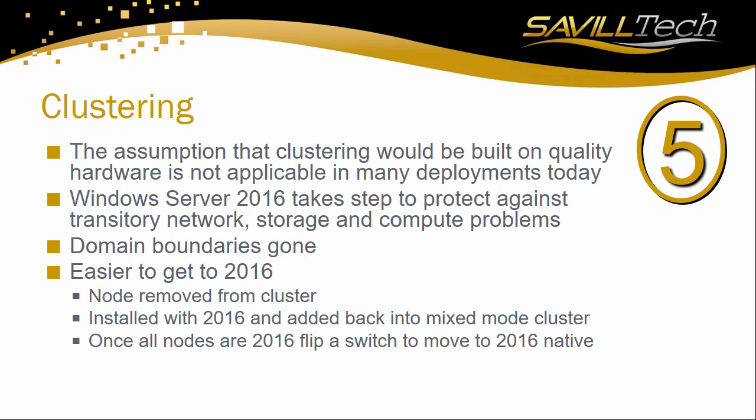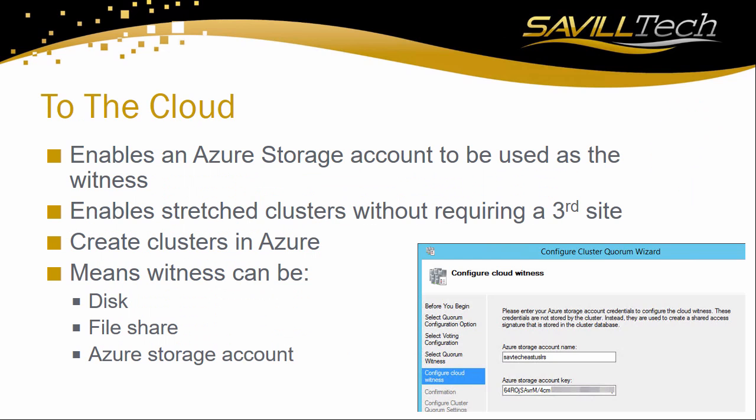So what are some of the other changes? To the cloud. Azure Storage can now be used as a witness. So we used to be able to have a disk witness, a disk that's accessible to all the nodes in the cluster, or a file share. And if I had a multi-site cluster, I would often use the file share, ideally at a third location. What if I don't have a third location? What if I have an environment where I don't have any shared storage? Now I can just use an Azure Storage account.